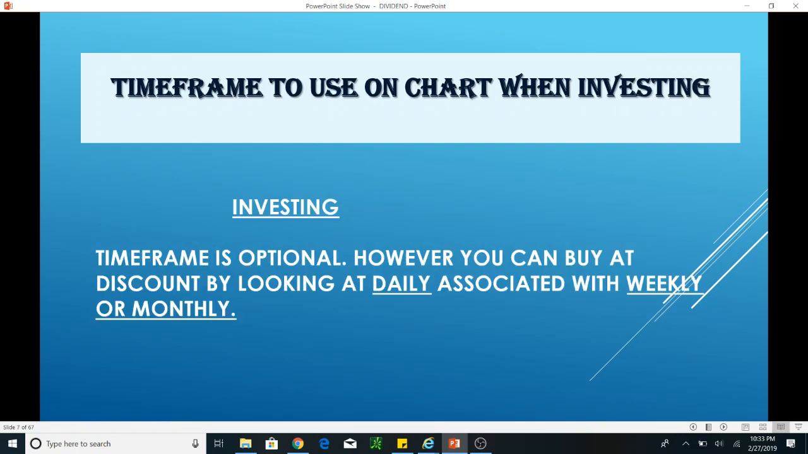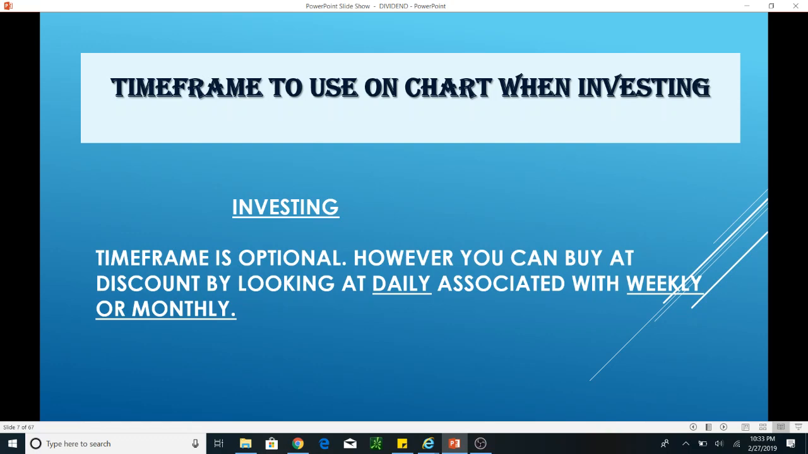Now we're talking about investing. People will ask me, if I'm investing, what is the time frame? The time frame issue with investing is optional. Some investors don't even need a time frame. Anytime they have money, they go and buy the stock. It's optional for them. They don't even care if the stock is up or down. They buy every single day that they have money. Some people do it like that.